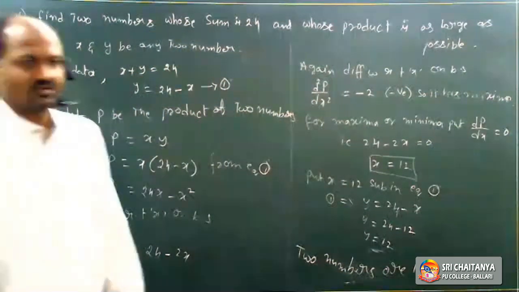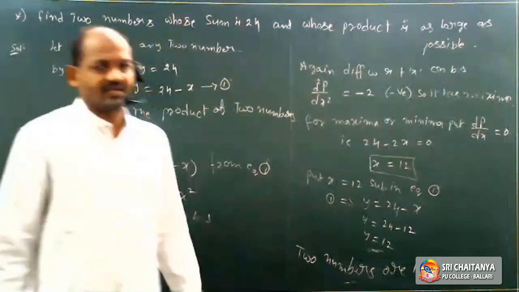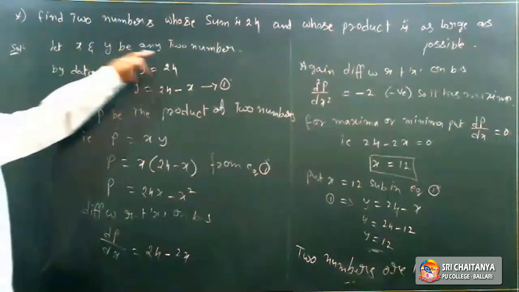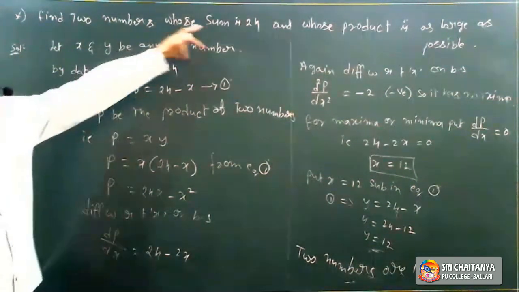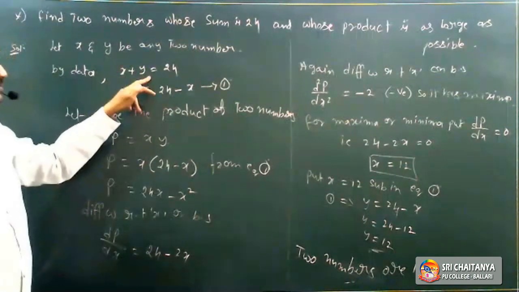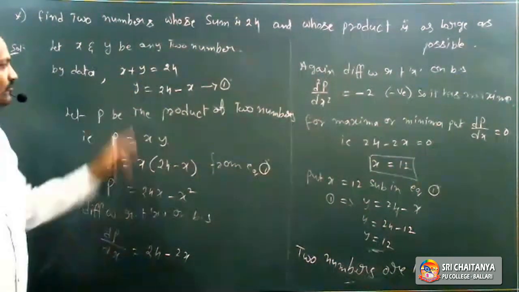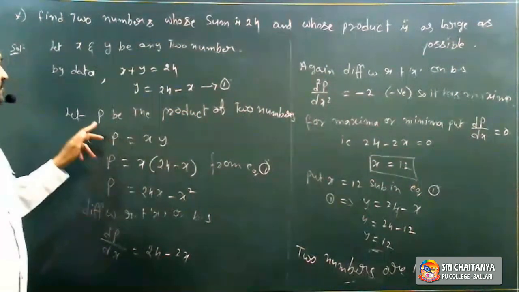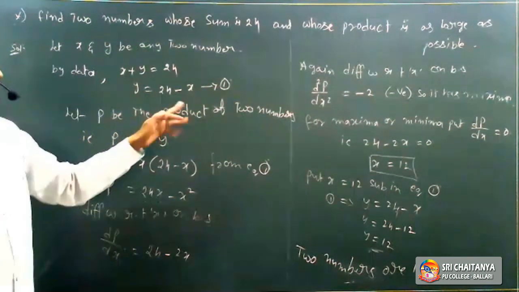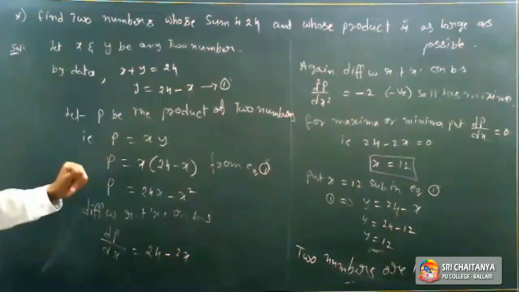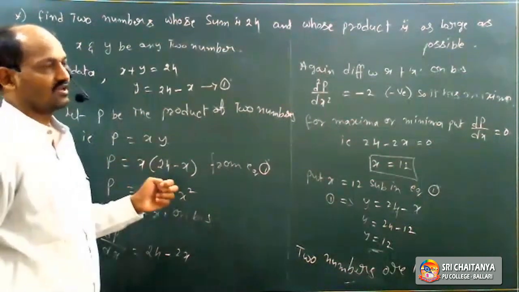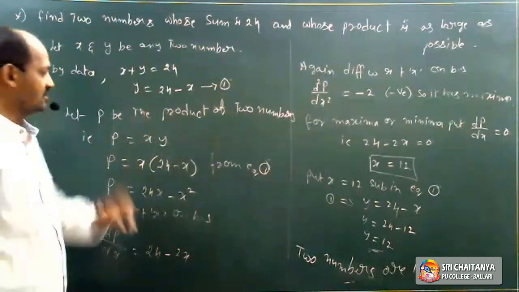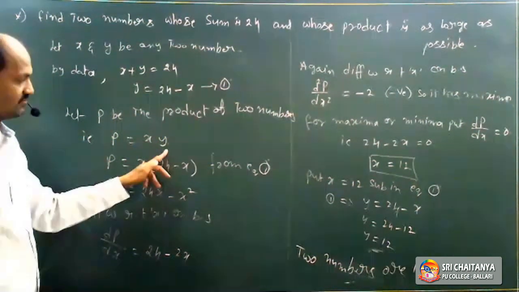Sum of two numbers is 24 and their product is maximum. x and y are any two numbers. Here, given the sum of the two is 24, that means x plus y equal to 24, y is equal to 24 minus x. And also given their product is large. We have to show that their product is as large as possible. So let P be the product of the two numbers. That means P is equal to xy.